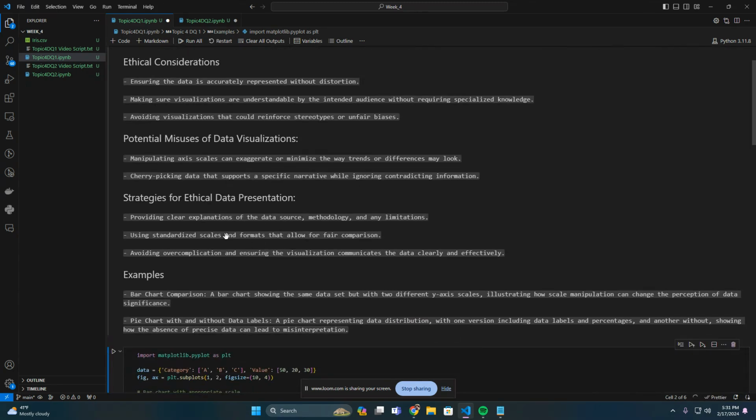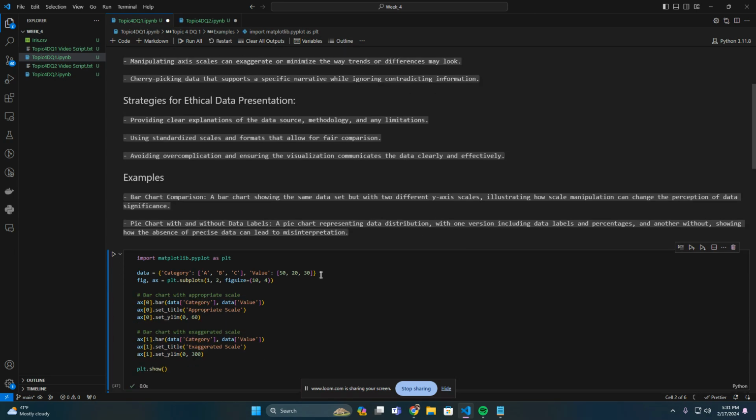So, in order to have ethical data, you need to be really clear in your explanation, use standardized scales, avoid overcomplication. I know as academics, we love to give people all the facts at the same time. And so sometimes that's something that we need to get better at, is where we only use what's relevant and not like, oh, look at this really cool thing. I'm really bad at it, at least.